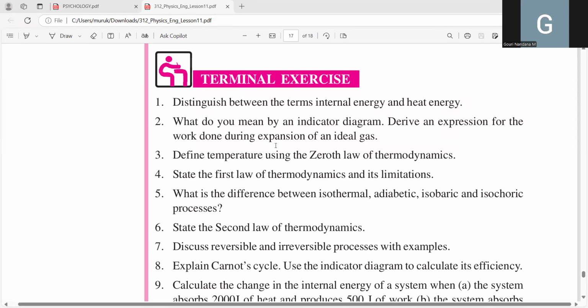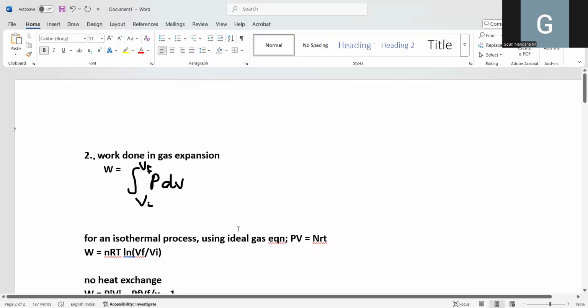Now, the next question is: what do you mean by an indicator diagram? Derive an expression for the work done during the expansion of an ideal gas. An indicator diagram is the graph which shows how the pressure varies with volume. So, the derivation: the work done in gas expansion, that is W, is equal to the integral of P dV.